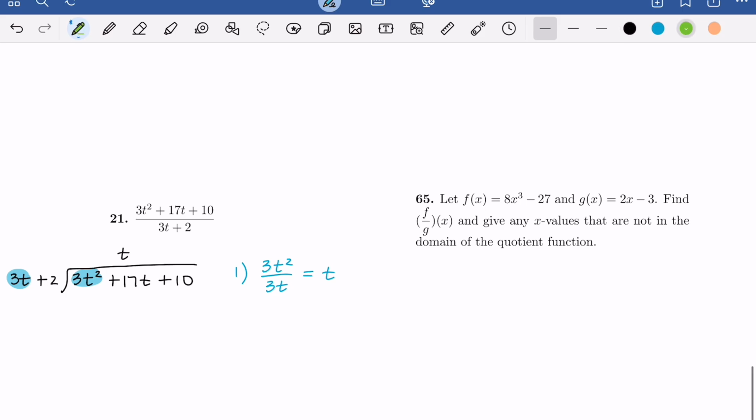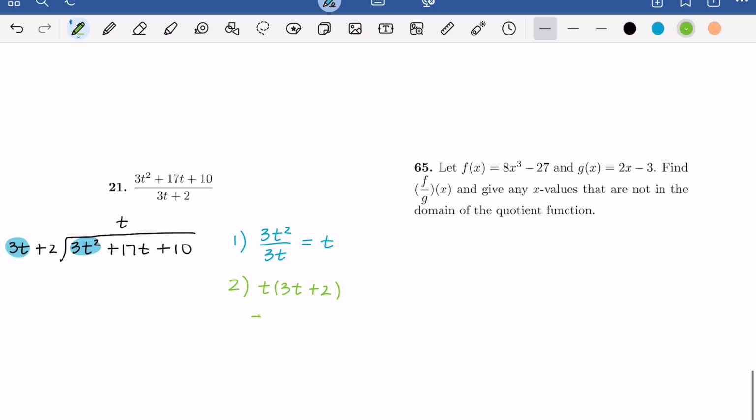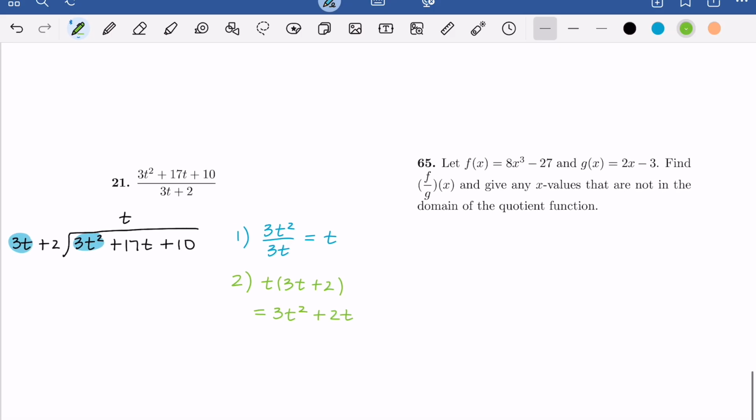Now, the second step for this process, just like with long division, is we need to subtract out a multiple here. And that multiple is going to be the result that we found in step 1, t, being multiplied by our denominator, this binomial 3t plus 2. Doing this product, we distribute the t to both terms in our parentheses. So we're going to get 3t squared plus 2t. And this is what we're going to subtract out from our numerator.